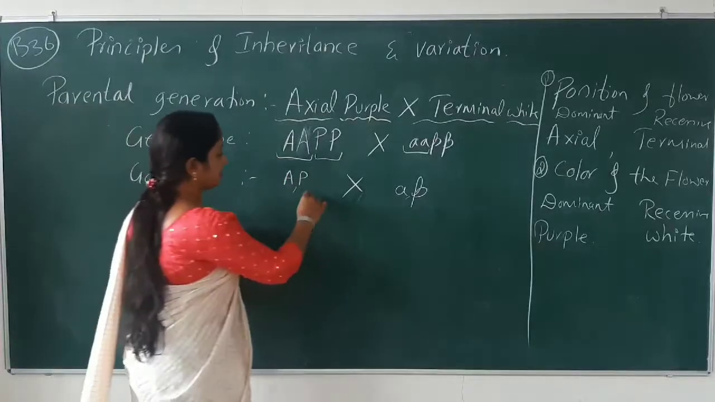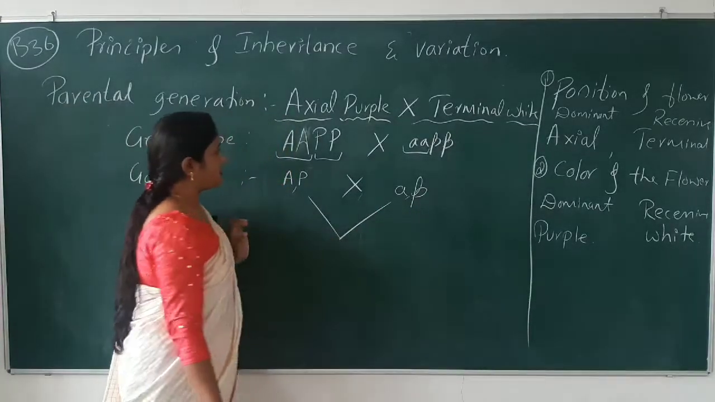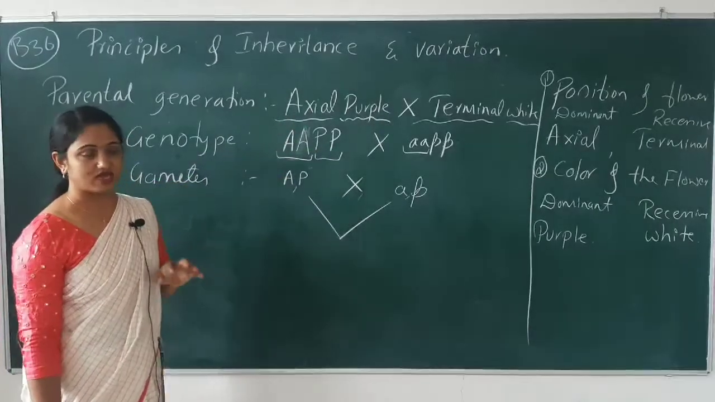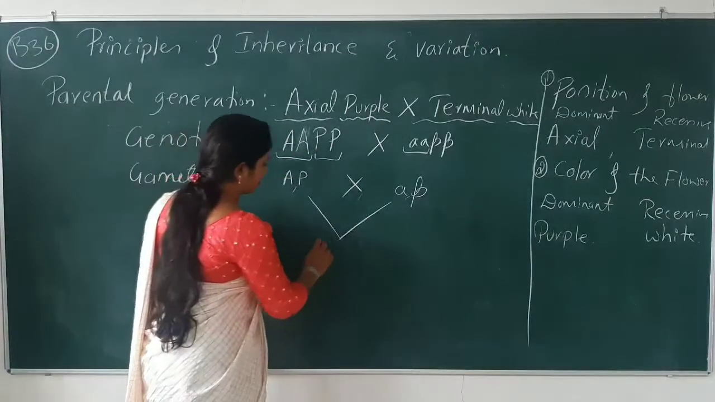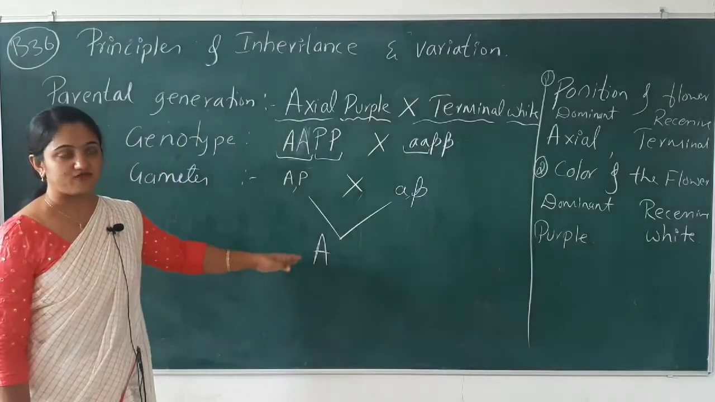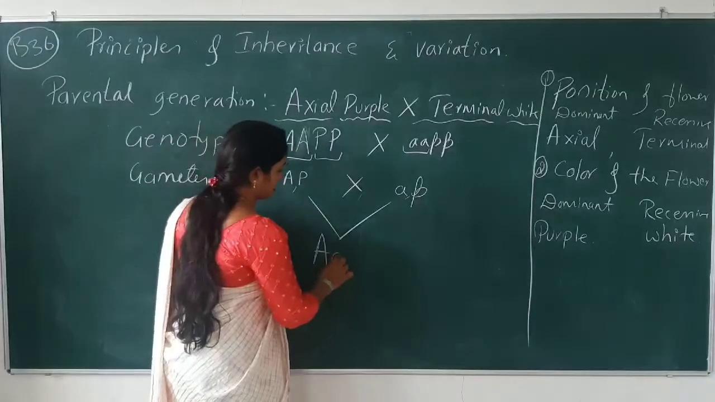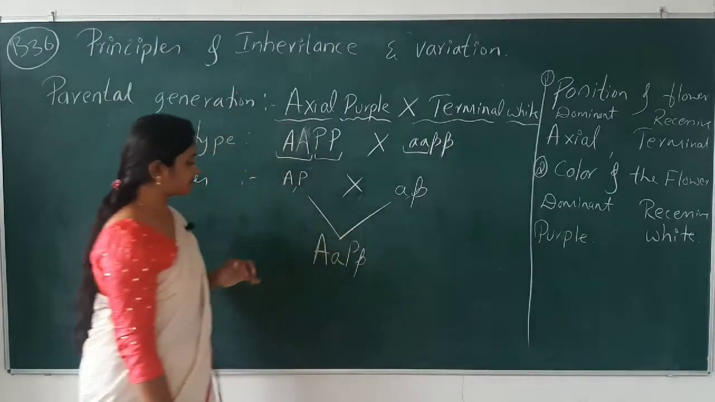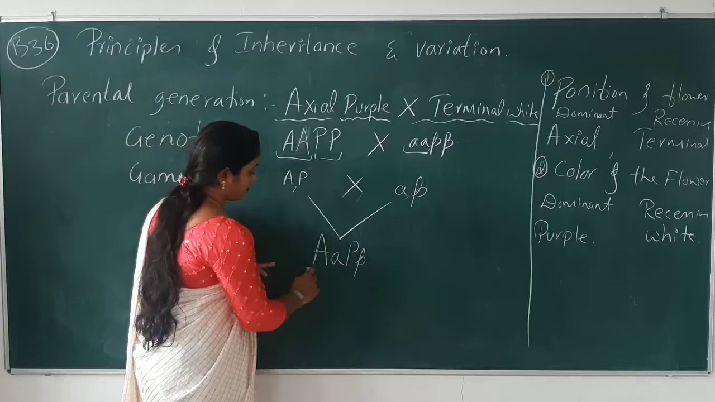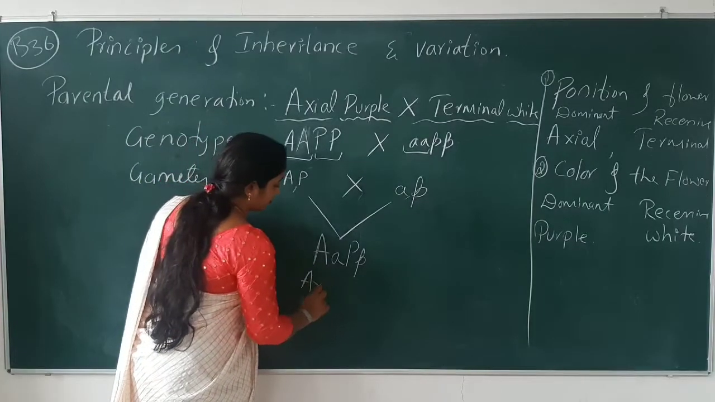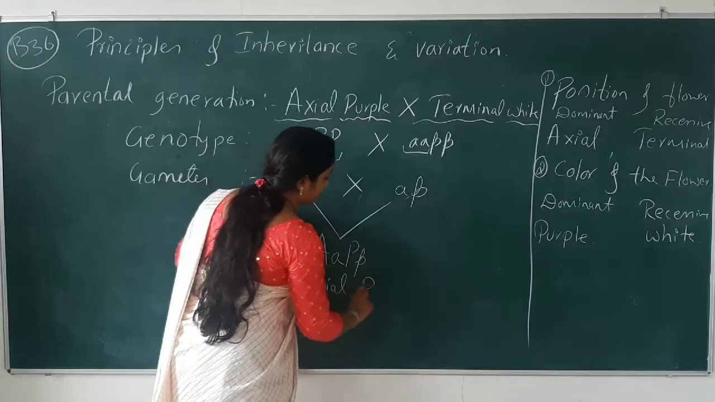Now cross these gametes. Consider this as a male and that as a female. What will be in the F1 generation? The F1 generation offspring will be capital A, small a, capital P, small p. Write the phenotype of this offspring: axial, purple.